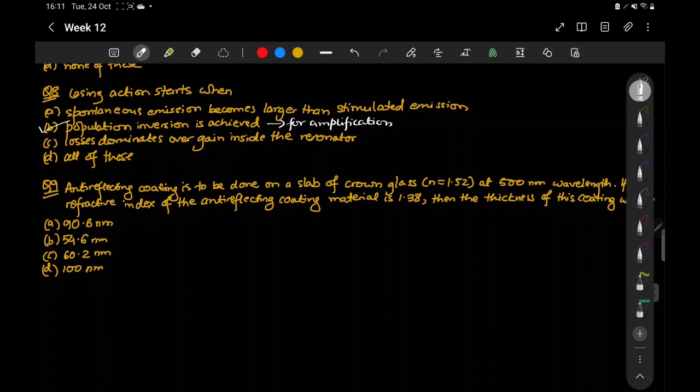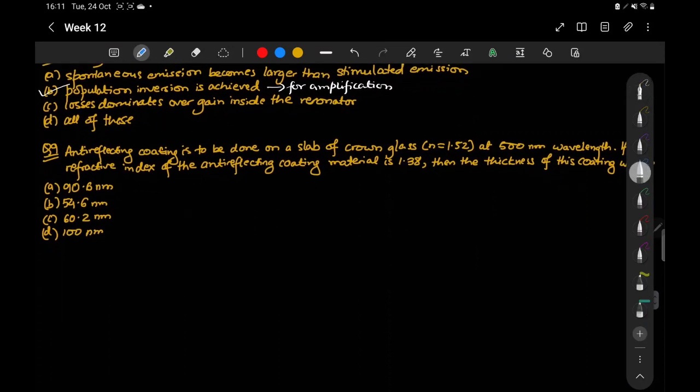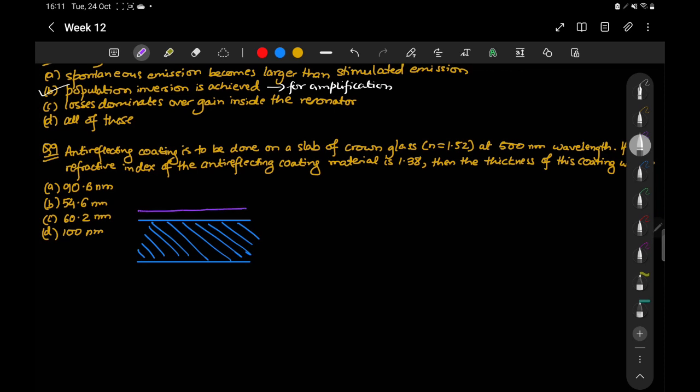Let us now discuss the correct answer. Let's say we have this glass slab. This is my glass slab, and I want to have an anti-reflecting coating on top of it. This is my anti-reflecting coating. So refractive index of glass is Ng, refractive index of coating, let that be Nf.